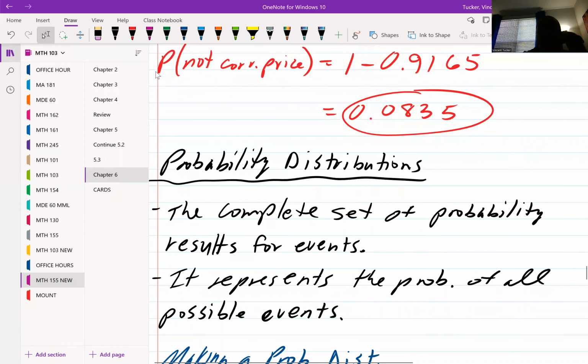I think that's the last thing out of this section. Probability distributions. That's the complete set of probability results for events, and it represents the probability of all possible events.